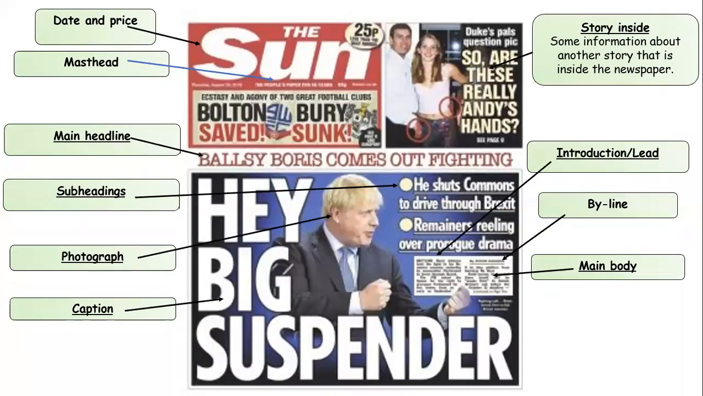Let's have a look at a front page of a tabloid newspaper. So I've highlighted different parts of the newspaper and we're going to try and work out what the definitions are of these terms that are used in newspapers. So we've got the date and the price up here. We've got the masthead, this section here. We've got the main headline. We've got some subheadings. We've got a big photograph on the front and a caption. We've got an introduction or lead paragraph here. We've got a byline and we've got the main body.